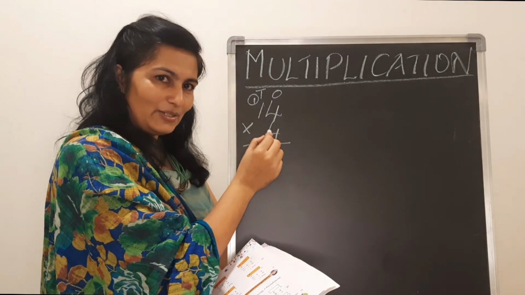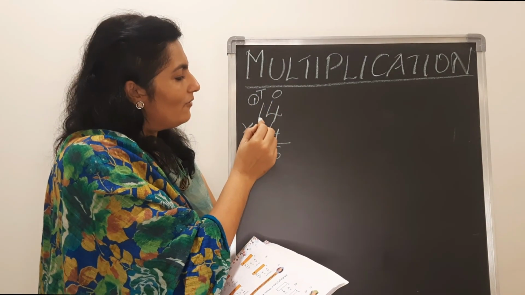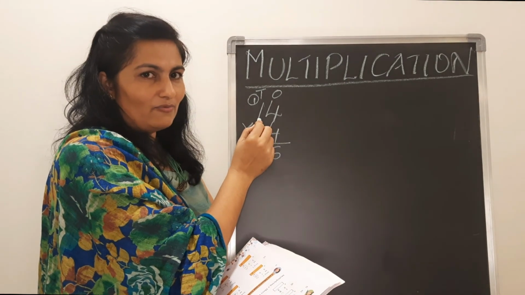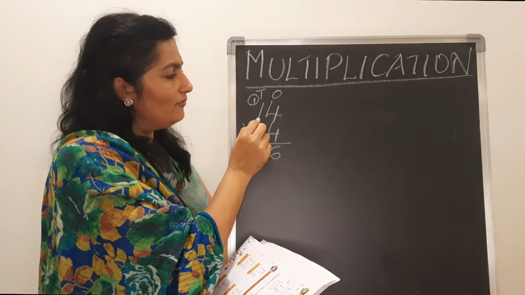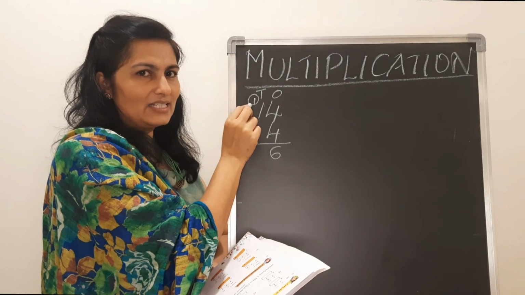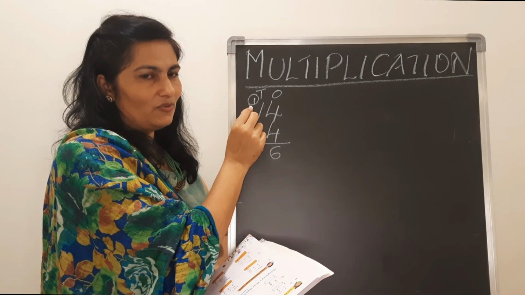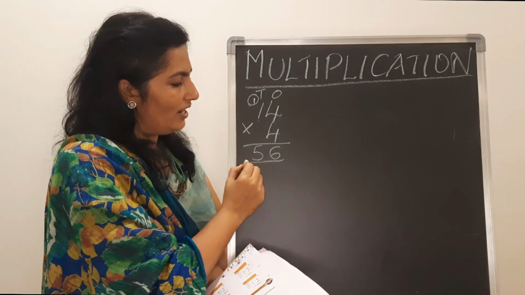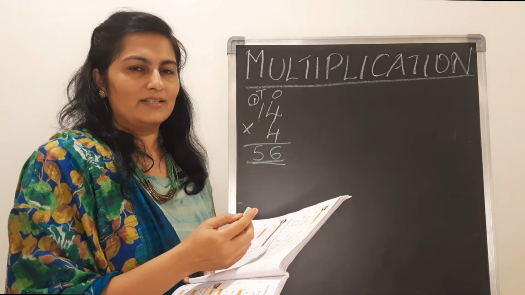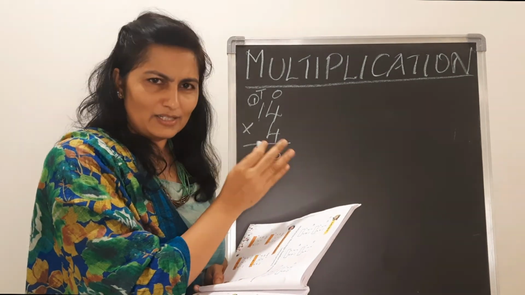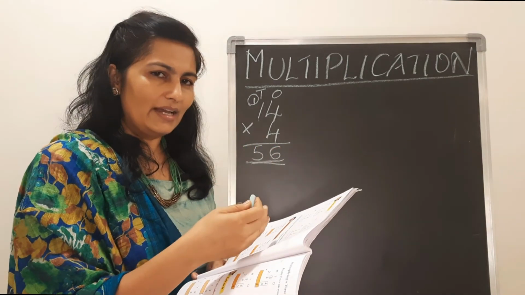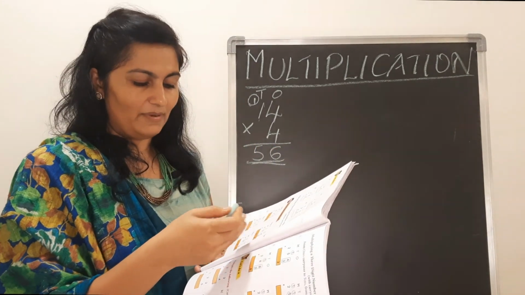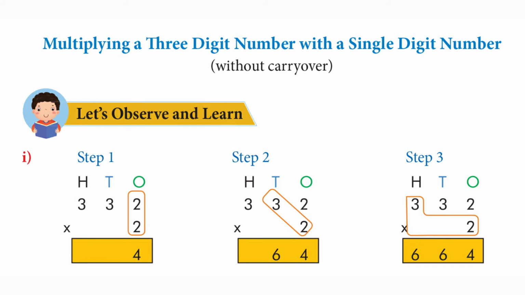Now we will continue the multiplication. 4 we will multiply with 1. 4 1s are 4. And then we add this 1 with the answer we got. So 4 plus 1 is 5. So our product is 56. There is carry forward, but it is not hard. So try and do the practice sums in page number 76.